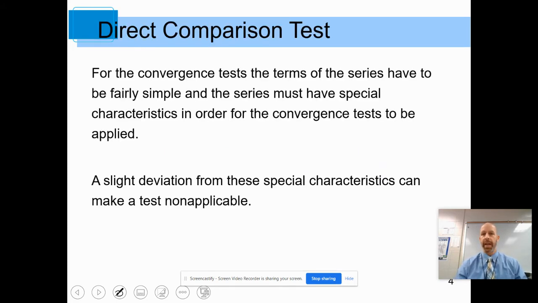For a convergence test, the terms of the series have to be fairly simple, and the series must have special characteristics for us to be able to apply convergence tests. So that's kind of the challenge. Once we're through all this material, you've got to figure out which test to use. A slight deviation from these special characteristics can make a test non-applicable, and that's what we're going to see.